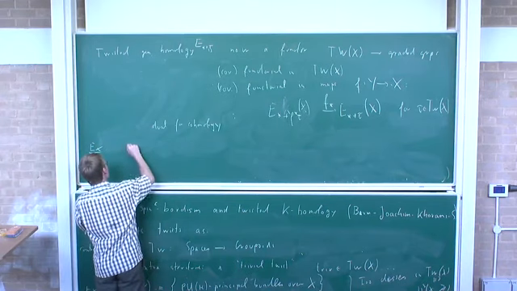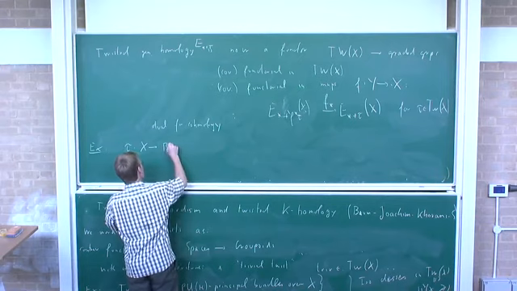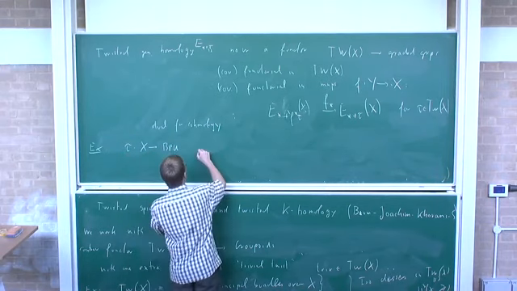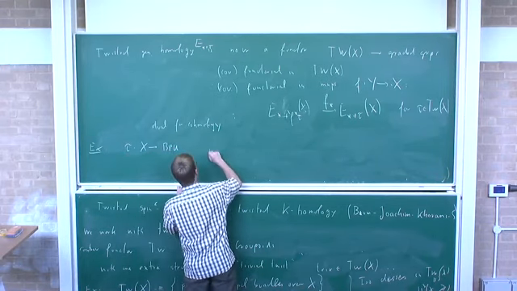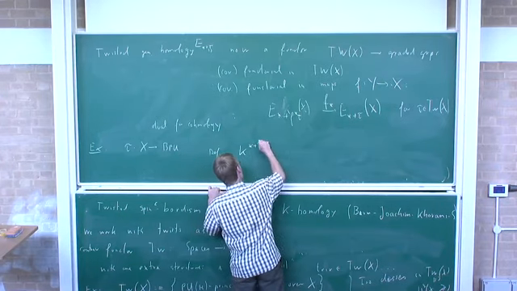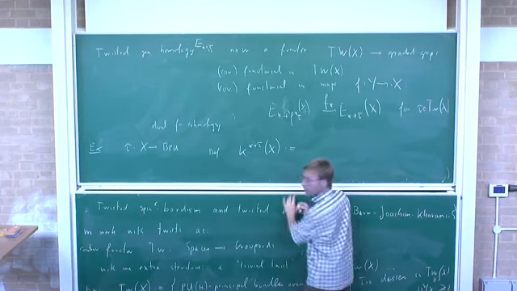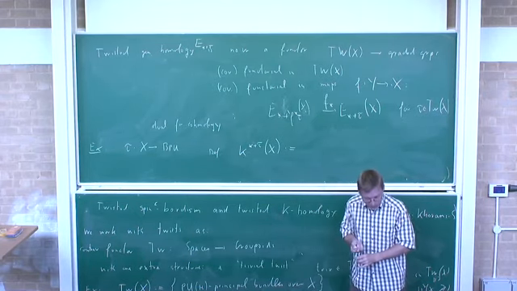So if tau is one of our maps from X to BPU, I define the tau-twisted K-theory of X using K-theory of C-star algebras.